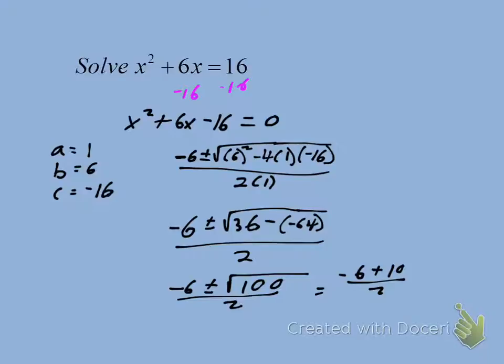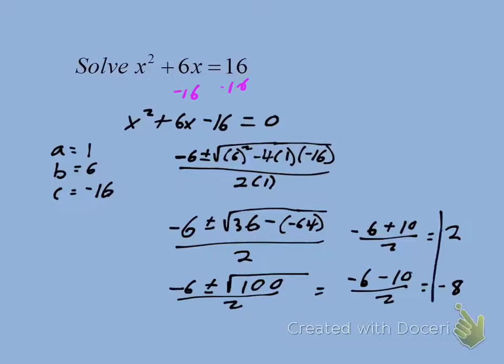This is your split up. So we have negative 6 plus 10 over 2, negative 6 minus 10 over 2. So negative 6 plus 10? 4. 4 over 2. Negative 6 minus 10. Divided by 2. Negative 8. Good.